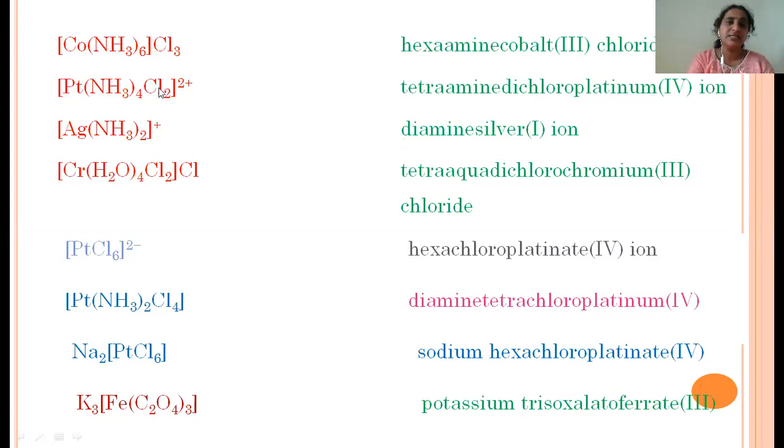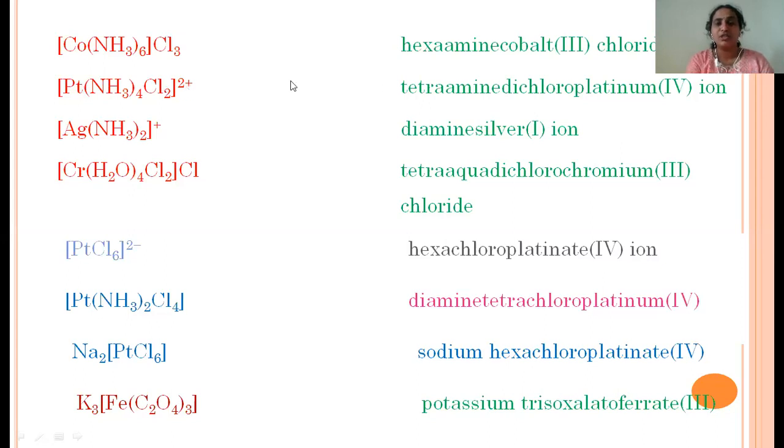Similarly, in this complex it is also a positive sphere, but 2 different types of ligands are present. We have to follow alphabetical order. So tetraammine dichloro platinum. For the oxidation number calculation, here -2 from the ligands, on the sphere it is +2, so on the other side platinum will get +4.